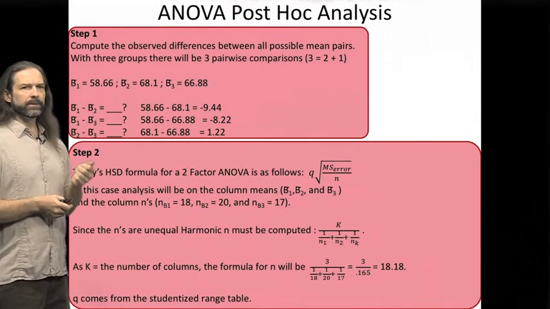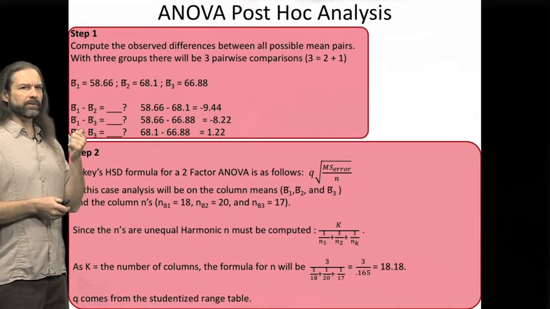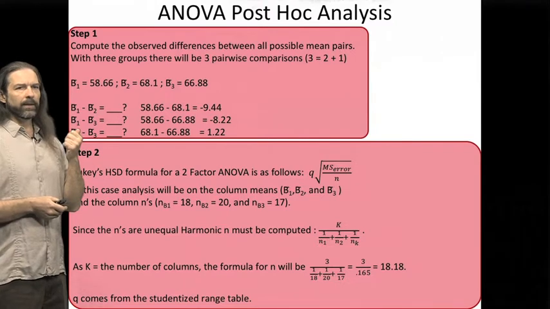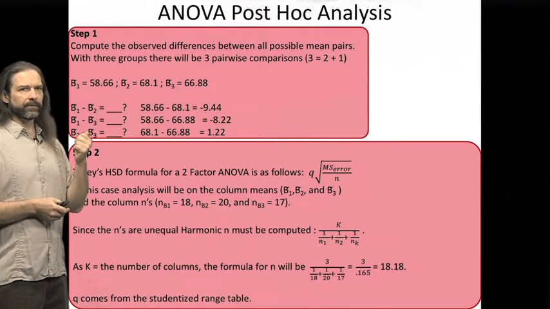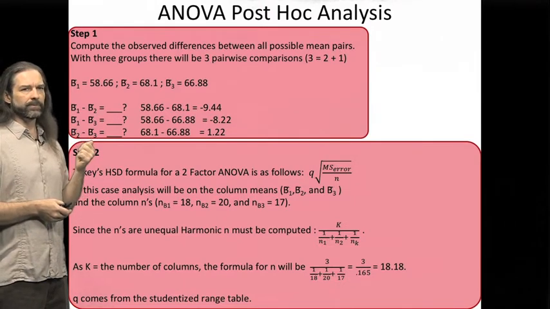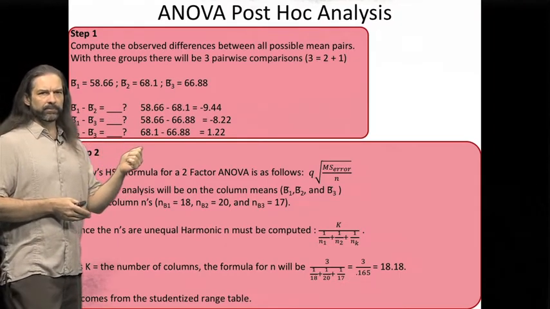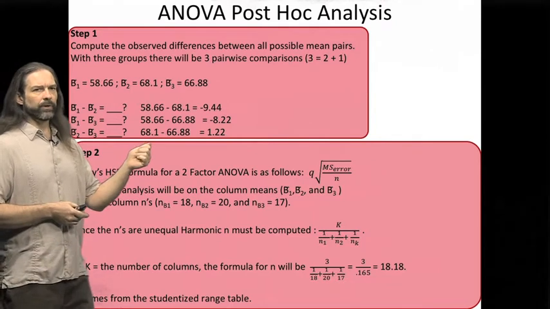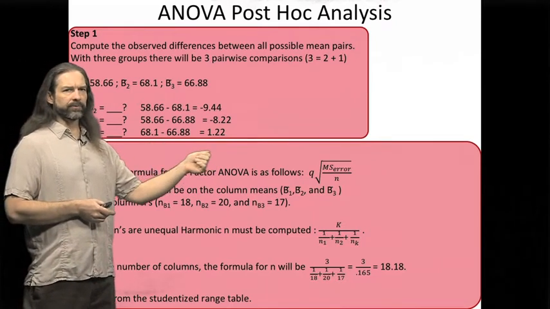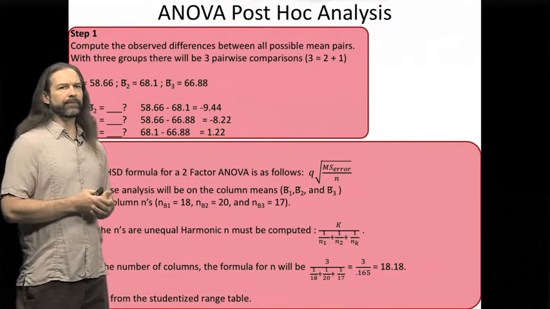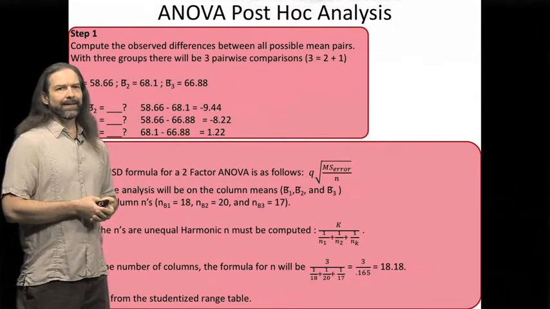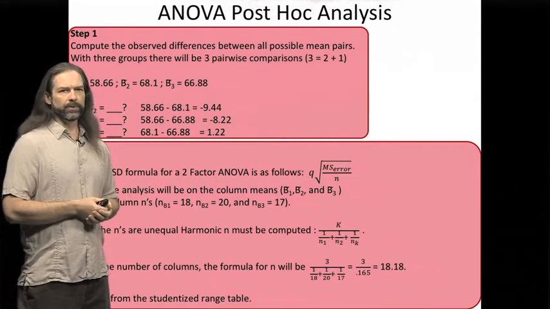So we're going to need to look at the difference between B bar 1, that first one, and both the second and the third, and then finally we'll have to look at the difference between B bar 2 and B bar 3. Because we've done this before, I've already done the math for you. I've done all of those pairwise subtractions for you. So I get a mean difference of negative 9.44, negative 8.22, and 1.22.